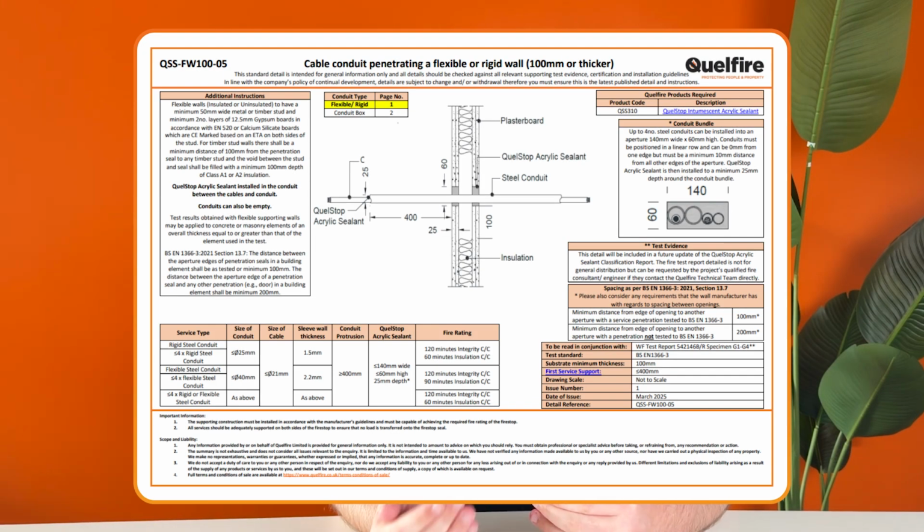Another thing why it's important to understand the EI is that there can be some times where it's just not going to be possible for the type of service you want. So you may want a certain type of service penetration. Let's talk about conduits, for example. You just want to stick a 25mm steel conduit through a wall and seal it with a bit of sealant, but you need EI 120. Well, if you were to look at, say, for example, QSS FW100-05, page 1, you will see that it actually only gets integrity for 2 hours, but it gets EI 60 for insulation.